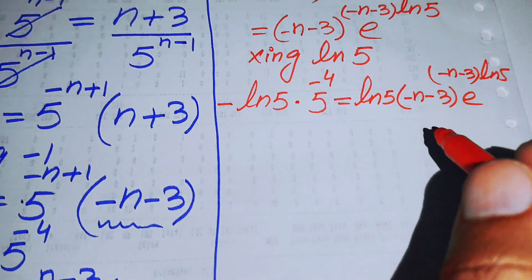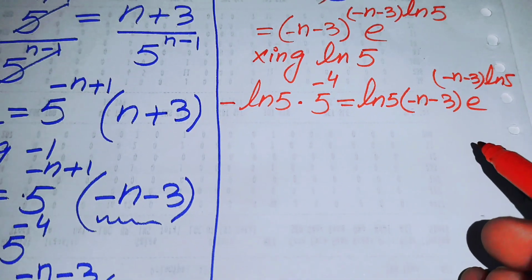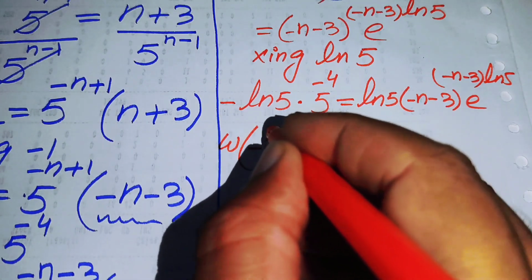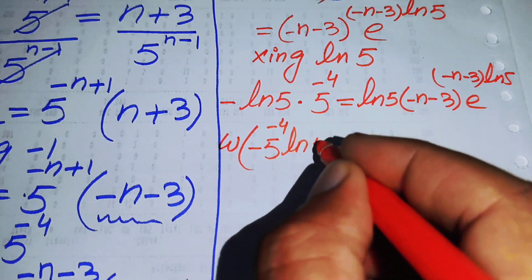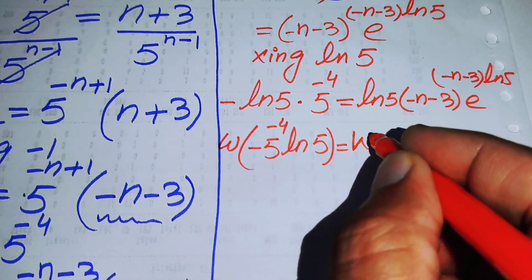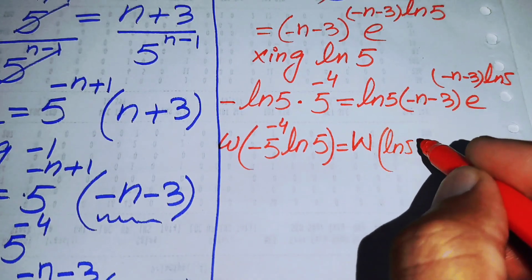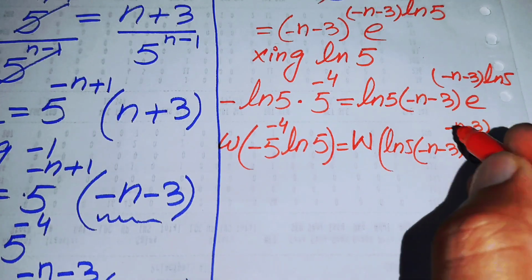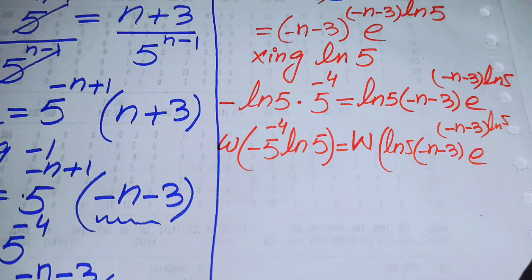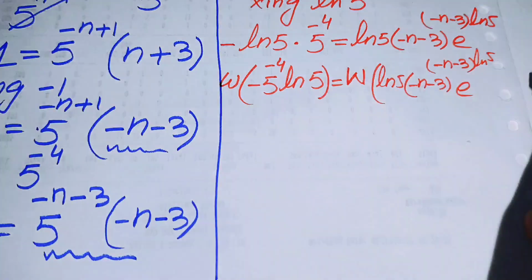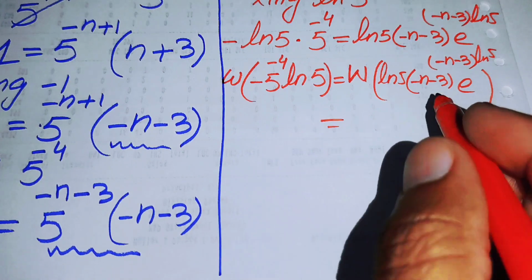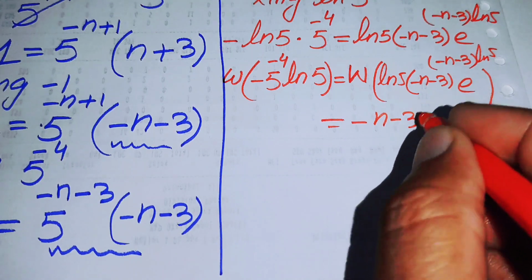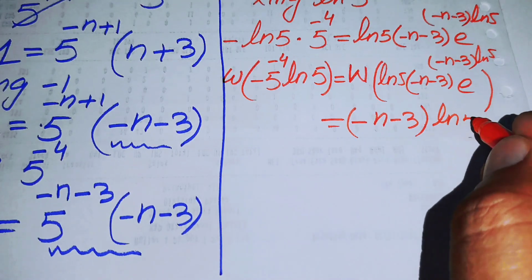Now we are ready to apply the Lambert W function. We take the W function on both sides, and you get minus log 5 into 5 to the power of minus 4 is equal to W of log 5 into minus n minus 3 into e to the power of minus n minus 3 into log 5. According to the Lambert W function, this is equal to the exponent of e, and the exponent of e is minus n minus 3 times log 5.